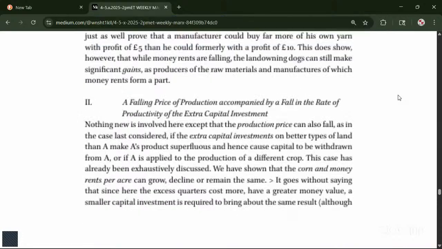Number 2, a falling price of production accompanied by a fall in the rate of productivity of the extra capital investment. Now, nothing new is involved here except that the production price can also fall, as in the case last considered, if the extra capital investments on better types of land than A make A's product superfluous and hence cause capital to be withdrawn from A, or if A is applied to the production, well, let's say, of a different crop. This case has already been exhaustively discussed.